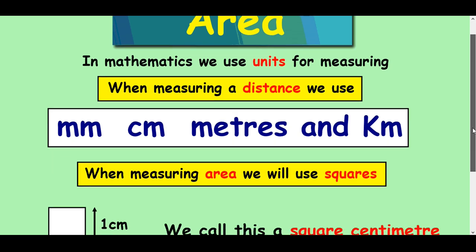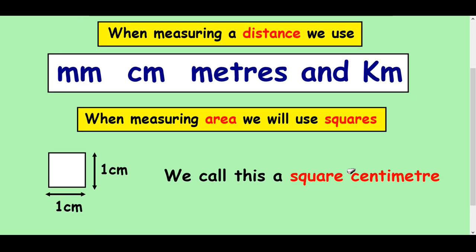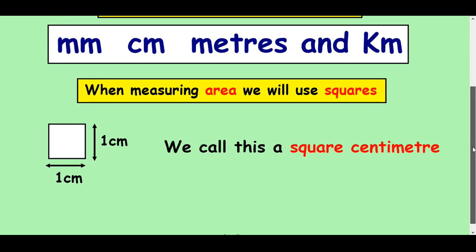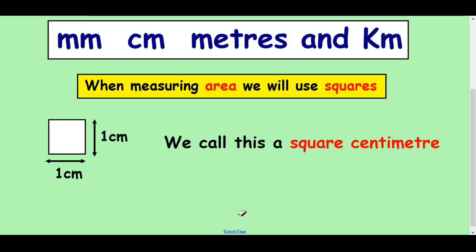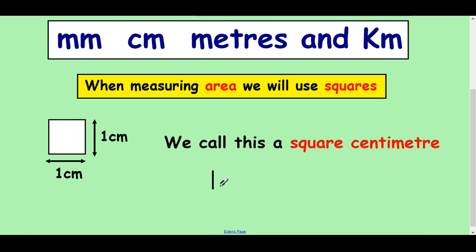But when you're measuring area, we tend to use squares because we build up the inside of the shape with squares. And we call this a square centimetre here. It's 1 centimetre wide and 1 centimetre tall, if you like. But there is a special way of writing 1 centimetre squared. I don't know if you've seen it before, but I'll try and write it with the mouse. It's 1, and you put cm, and you put a wee 2 up here. That's 1 centimetre squared. That's how we represent it.